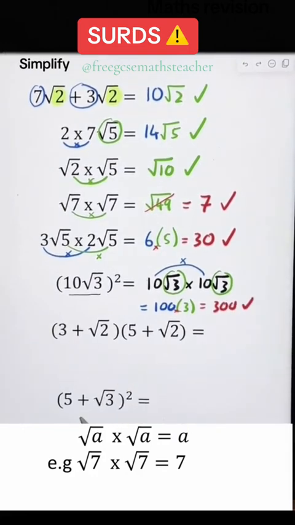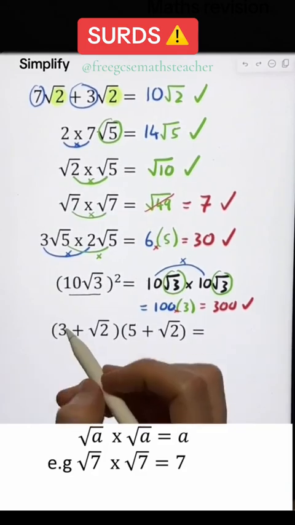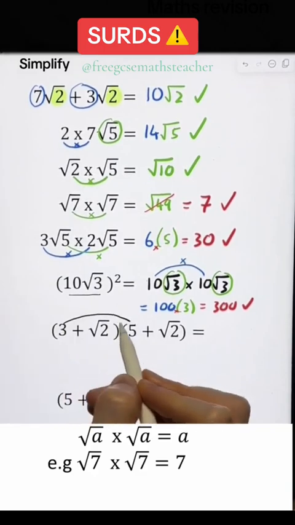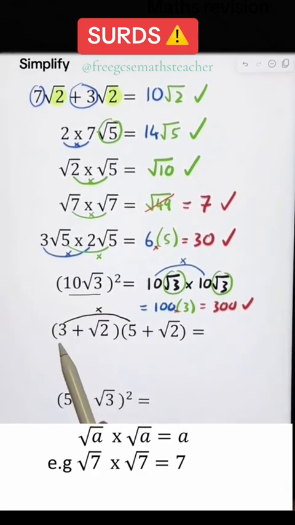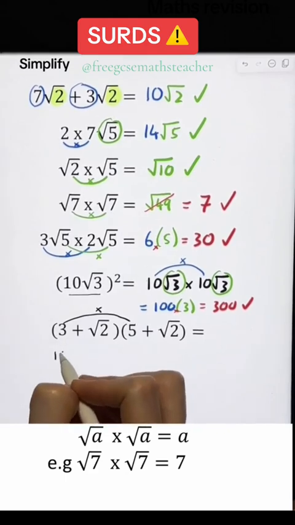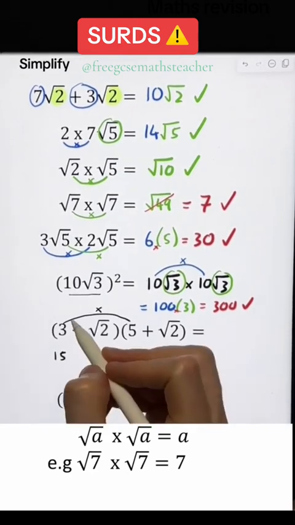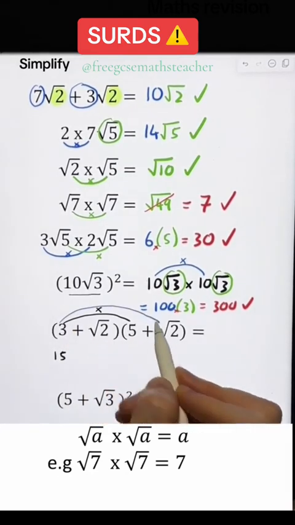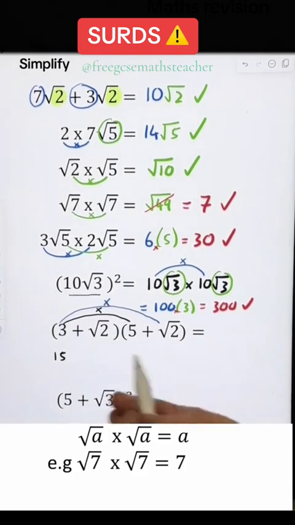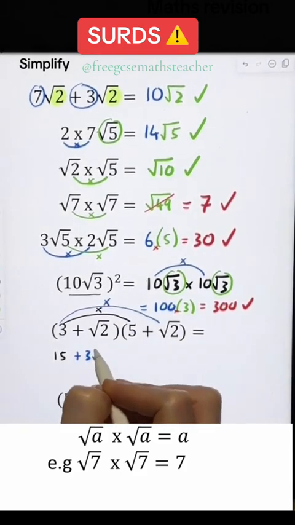When expanding double brackets involving surds, I can apply the FOIL method. F stands for first. I multiply the first term in each bracket together. Here 3 times 5 will give us 15. O stands for outside. I multiply my two outside terms together. Here 3 multiplied by positive root 2 will give us positive 3 root 2.